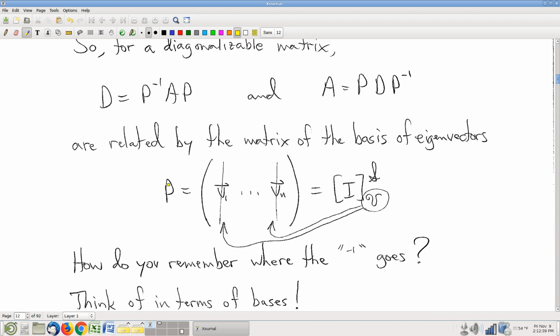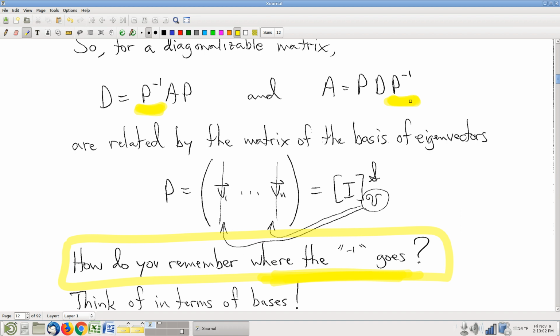Alrighty. Students very often have issues remembering which one is the inverse. I mean, the P inverse is on the left over here, and the P inverse is on the right over here. How do you remember? Is it on the left or is it on the right? You can straight rote memorize that. That's one way to go.